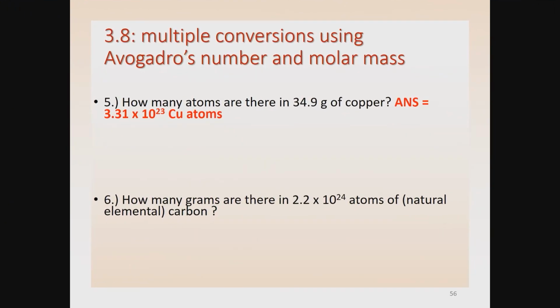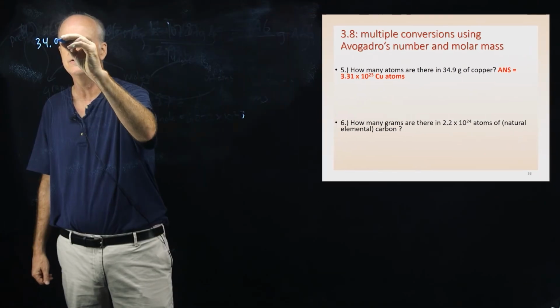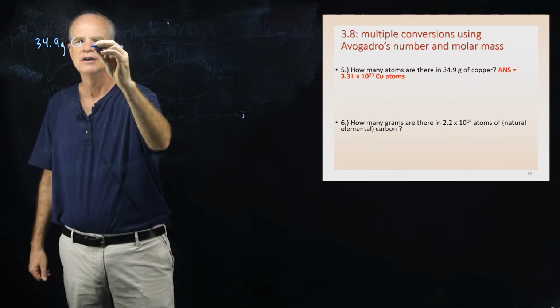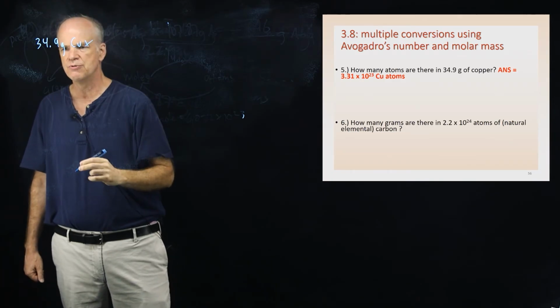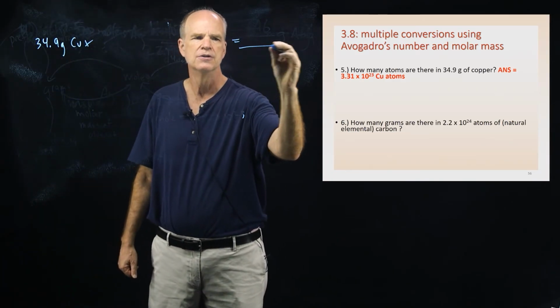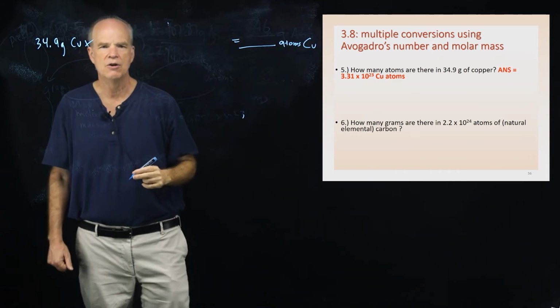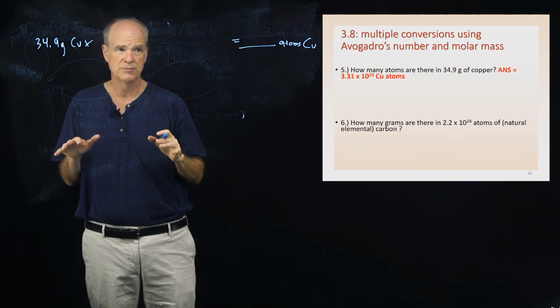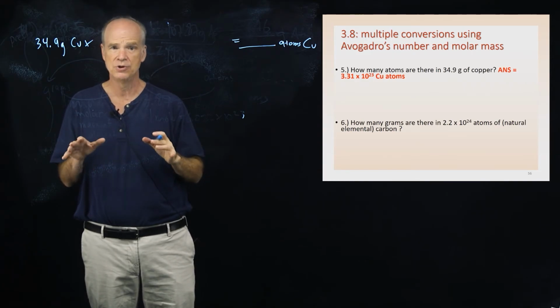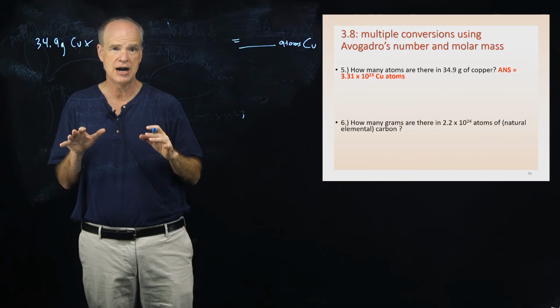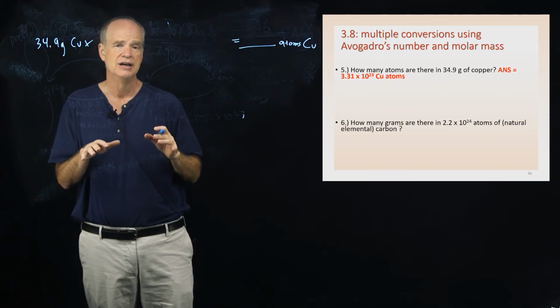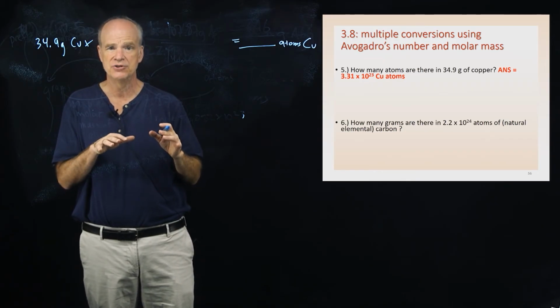Okay, so first off, how many atoms are there in 34.9 grams of copper? Okay, so we have 34.9 grams of copper, and what we want to do is get this into atoms of copper. Okay, so I do not know of a conversion directly from grams to atoms. So what I will do is first convert grams of copper to moles of copper using the molar mass of copper, and then from moles of copper to atoms of copper using Avogadro's number.